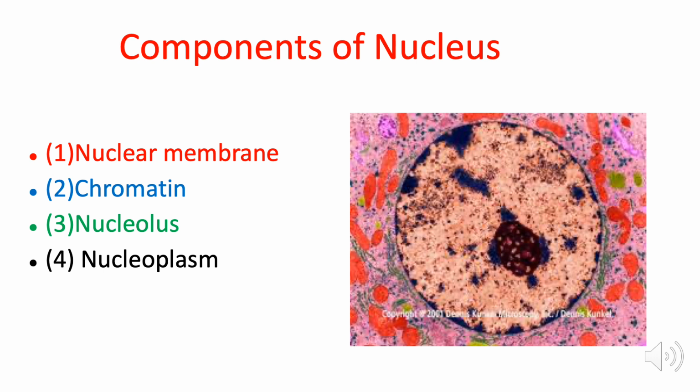This is how the nucleus would appear under an electron microscope. So let's try to identify the parts. The red arrow is pointing to the nuclear envelope or nuclear membrane. The blue arrow is pointing to the chromatin. The green arrow is pointing to the nucleolus. And the space where the nucleolus and the chromatin are suspended, you call that the nucleoplasm.